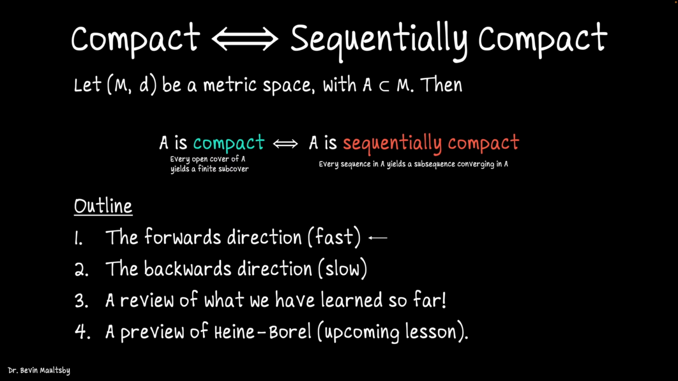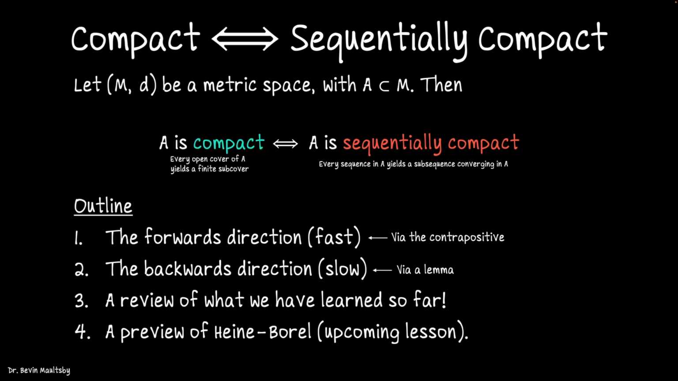So we'll start with the forwards direction, and for that we're actually going to prove the contrapositive. So in order to show that if A is compact, then A is sequentially compact, we will instead prove that if a set is not sequentially compact, then it is not compact. That proof is faster than the backwards direction.